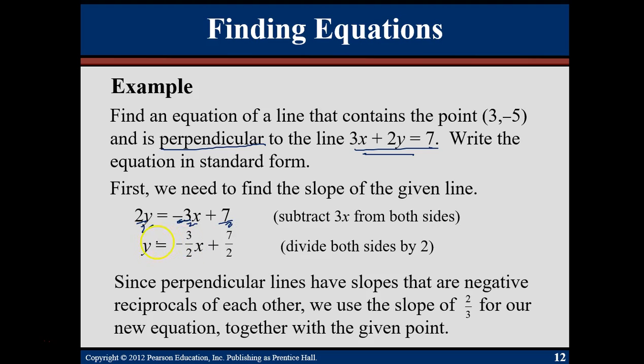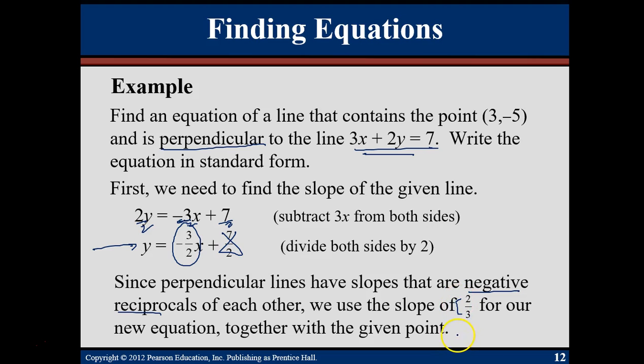And I get that the equation of the line, another way to write it, is y = negative 3/2 x + 7/2. Don't worry about that. It's the slope that we're interested in. The slope of this line is negative 3/2. But perpendicular lines have slopes that are negative reciprocals. So you need to flip the fraction.